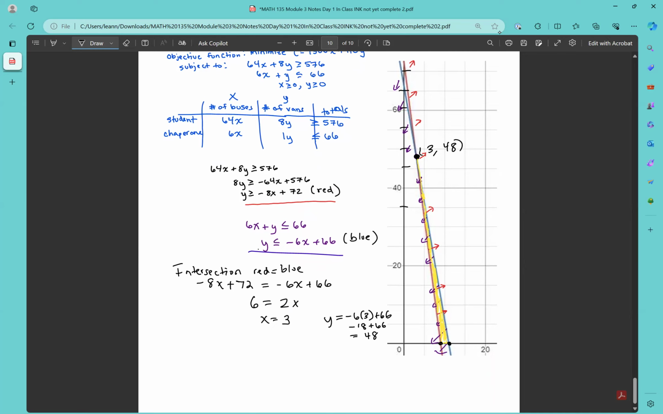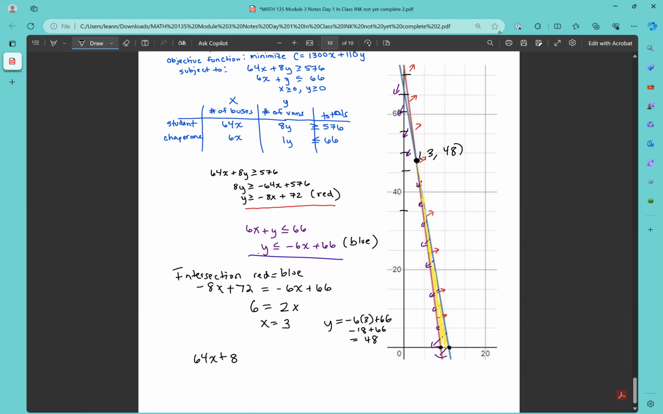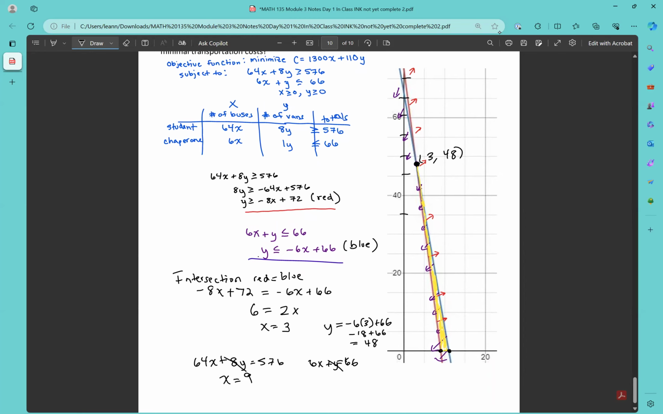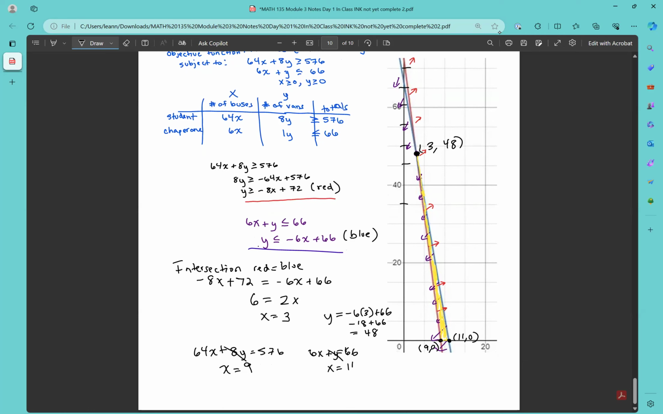If we look at the original equations, or inequalities, before we actually solved them over, I like to think of just the boundary line. We're looking at these and we just want to know where they cross the x-axis without their inequalities in there. You remember you just put in 0 for y. So if we divide this by 64, I believe that's going to be 9. And if we divide 6 over, we're going to get x equals 11. So this is the point (9, 0), and this is the point (11, 0). Okay, so we have all of our feasible region points.